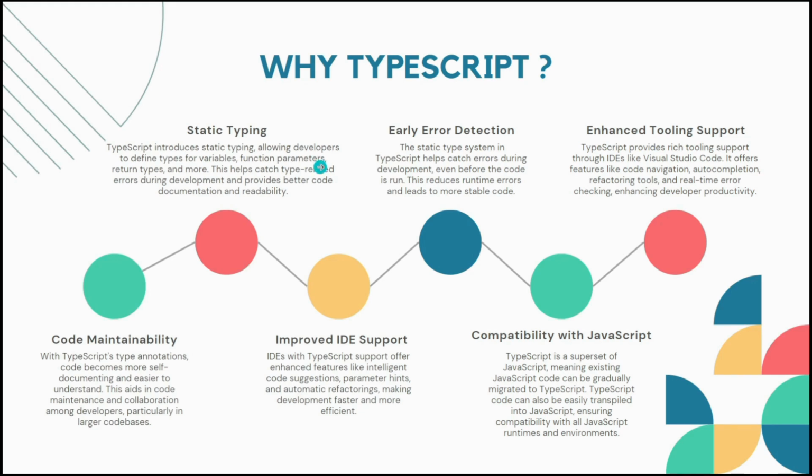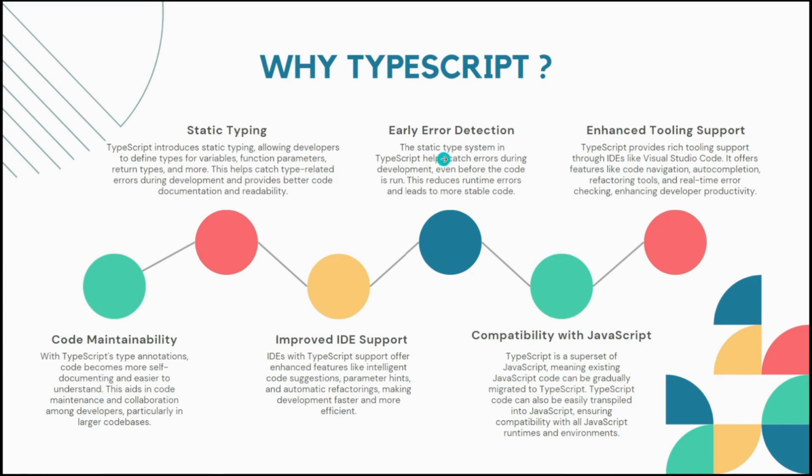That means after running, you would see the error in JavaScript, but in TypeScript you would see the error while you are just typing the code. Okay, so it makes getting the errors very fast, and it also helps us to write better code and documentation for readability, right? So you can see after that we have one more point, that is early error detection.